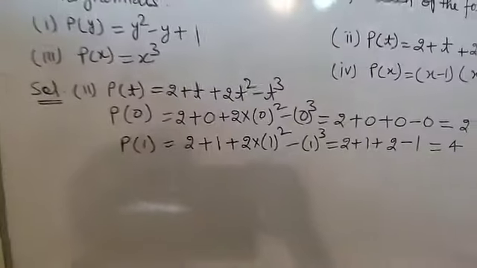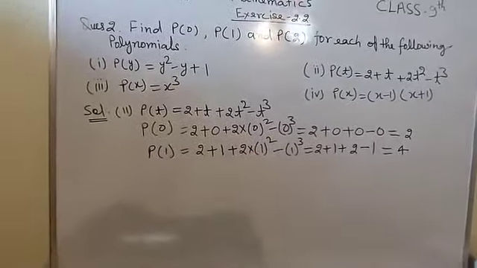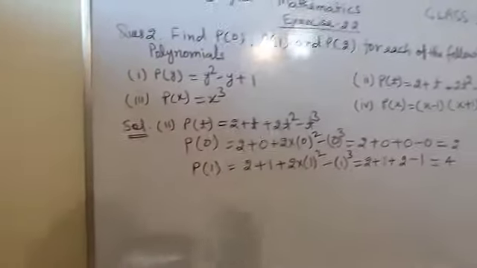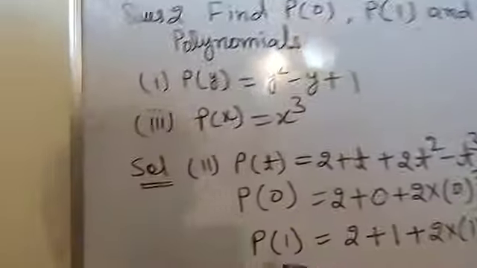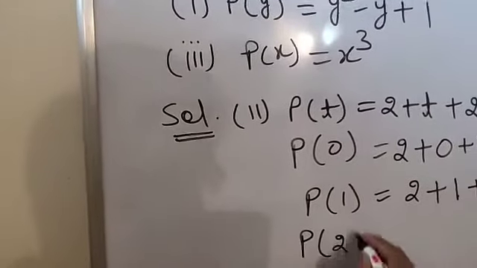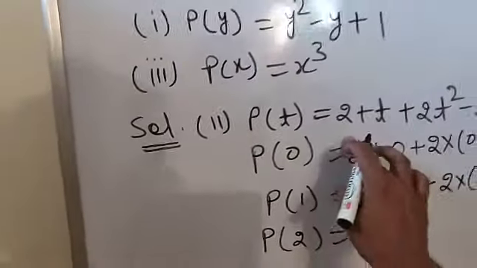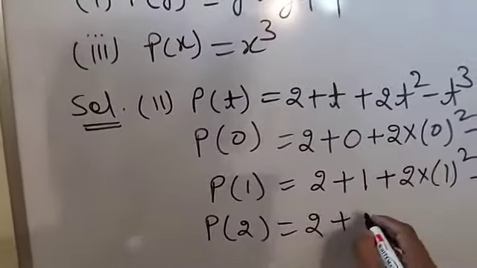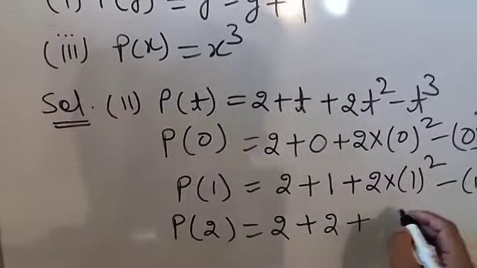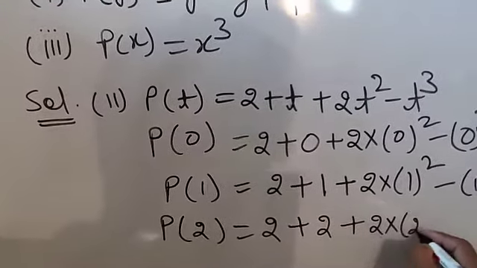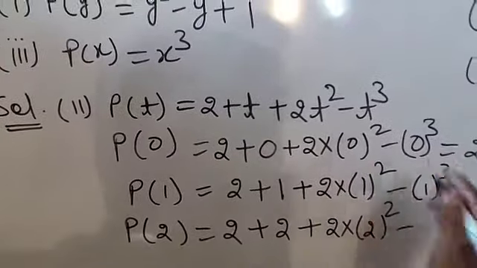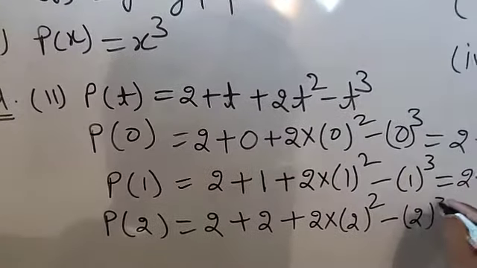So the value of that polynomial at t equal to 1 is 4. Now you need to find p2 also. So again p2 is equal to 2 plus t, where t will be replaced by 2, plus 2t square, so plus 2 into 2 square, minus t cube, so minus 2 cube.